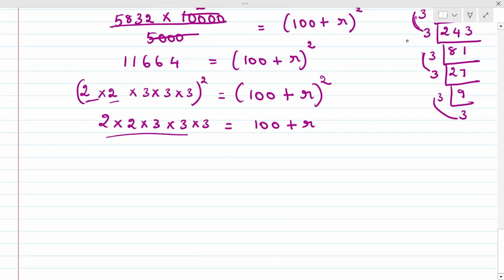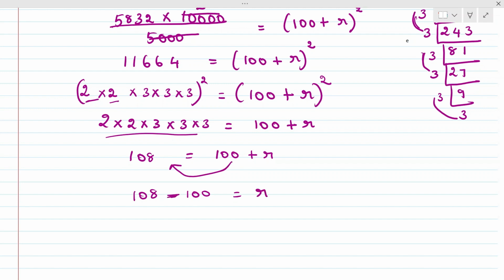Now we have to multiply the entire thing here. 2 into 2 into 3 into 3 into 3 is 108 equal to this side 100 plus r. So this 100 we should send to the other side. So it will be 108 minus 100 equal to r. Here it is plus, so when it goes to the other side, the 100 will become minus. So 8 equal to r. That means the rate of interest r equals 8%.